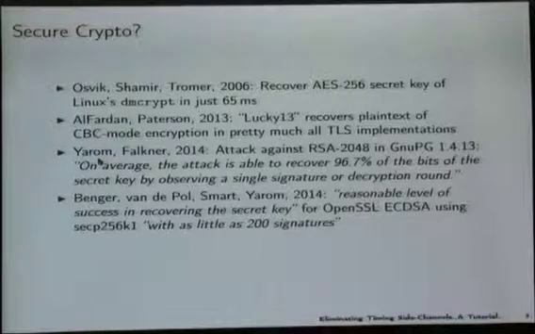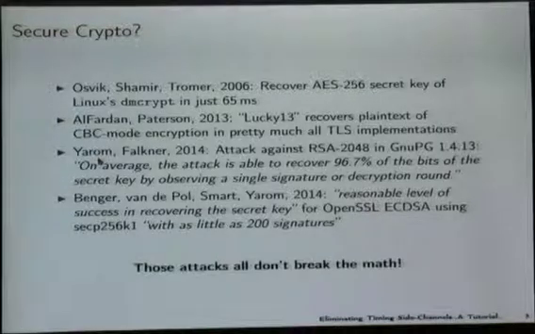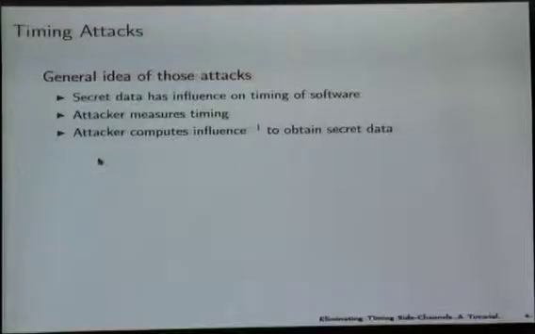What those attacks have in common is that they all don't break the math. If you look at this crypto in a mathematical context where attackers can see, maybe control, inputs and outputs, and that's it, none of these attacks do that. What these attacks do is get additional information. What I want to use as the topic of this talk are timing attacks. The general idea of a timing attack is fairly easy. You have some secret data, typically the key, that influences the timing of the software, so it influences how long the software takes to carry out the computation on the secret data.